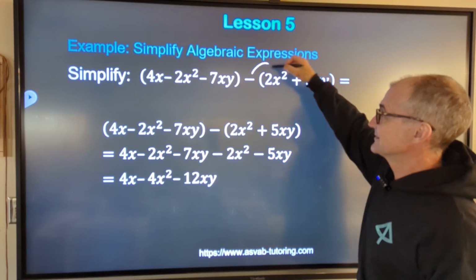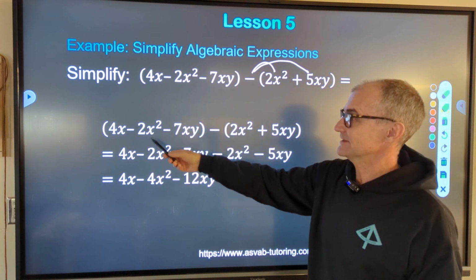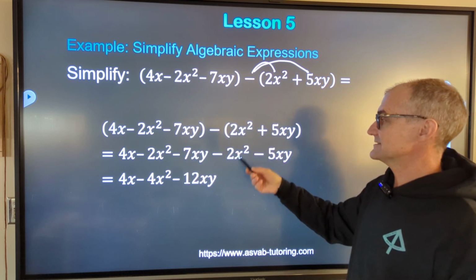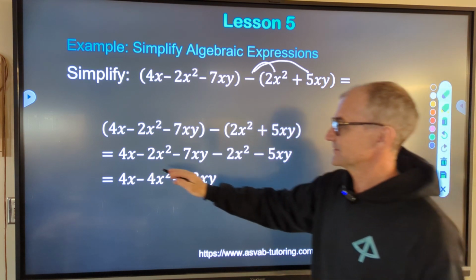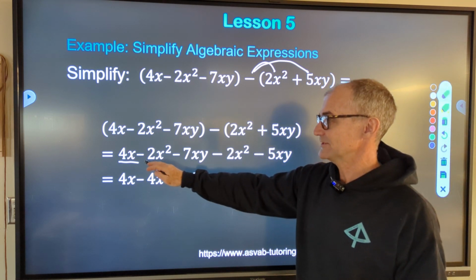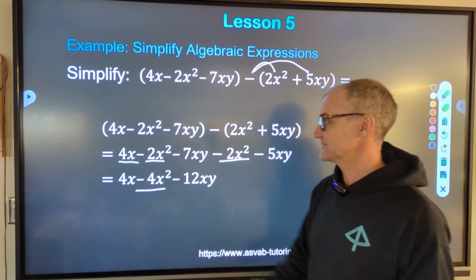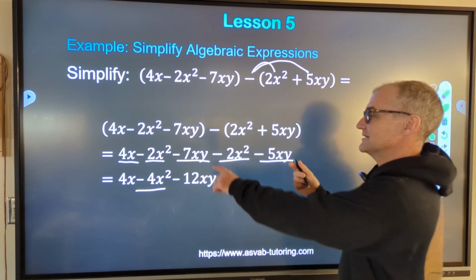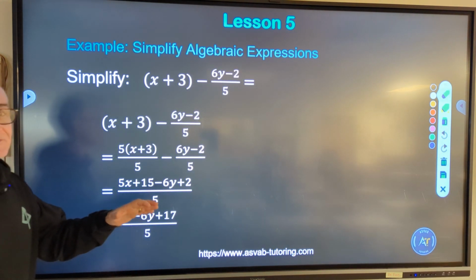Distributing that negative through this quantity, through the terms inside there. So I have this first thing, 4x minus 2x squared minus 7xy, minus the 2x squared, minus the 5xy. Combining similar terms, there's only a singular x term to give me 4x. Then I'll combine my x squared terms, minus 2x squared minus 2x squared gives me the minus 4x squared. Minus 7xy minus 5xy, same things. I combine them to get negative 12xy right there. All right, we're going to get a little harder here.